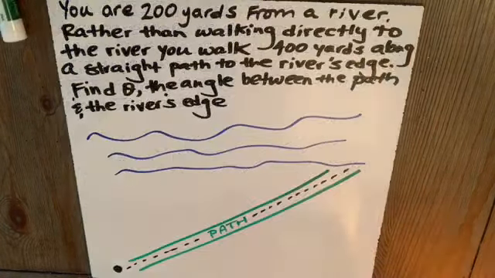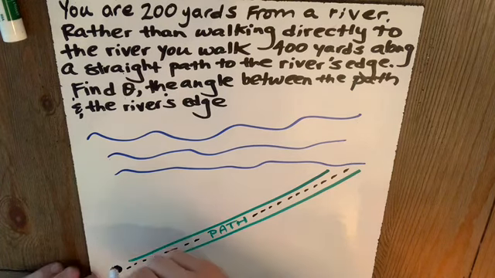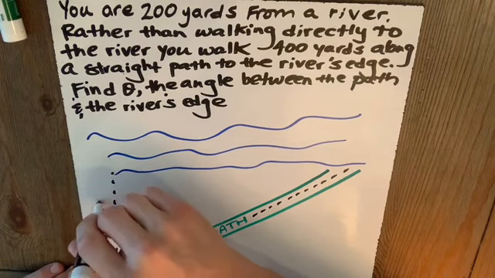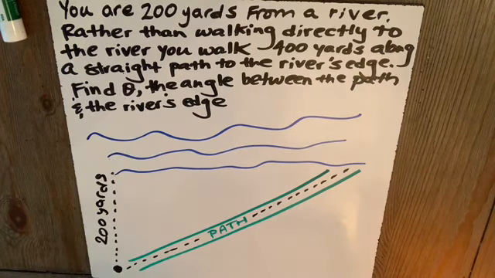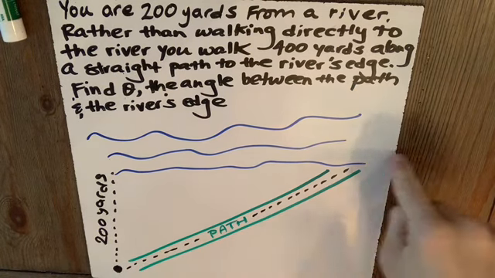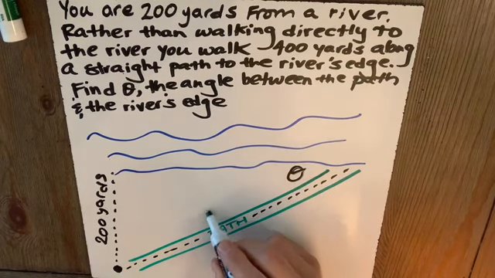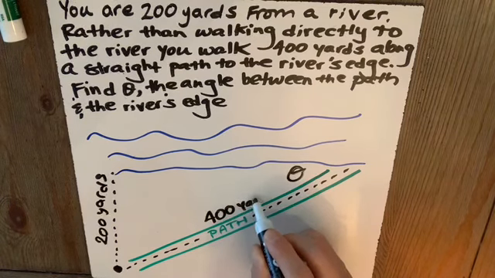Using more right triangle trig, remember, SOHCAHTOA applies here. You are 200 yards from a river. So here's you, this black dot, and you are 200 yards away from the river. Rather than walking directly to the river, you walk 400 yards along a straight path to the river's edge. Find theta, the angle between the path and the river's edge. So here is theta, and it says that you walk 400 yards along this path.